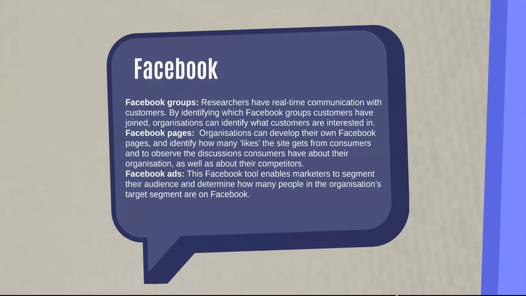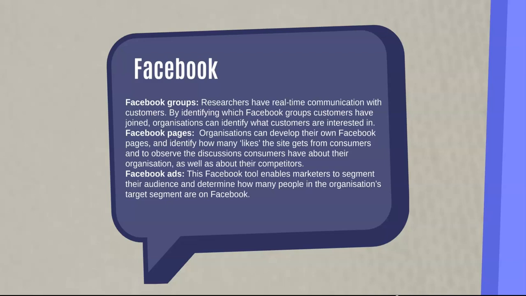The first one is Facebook as a tool. I believe most of us have Facebook, a profile, or know of someone with a profile. And if you have gone through Facebook or if you are familiar with this platform, you will know that there are several Facebook groups, there are Facebook pages, and also Facebook ads. With groups, researchers have real-time communication with the customers. If you are looking for information about insurance companies, then you can join a group and see what people are saying there. Same with pages.